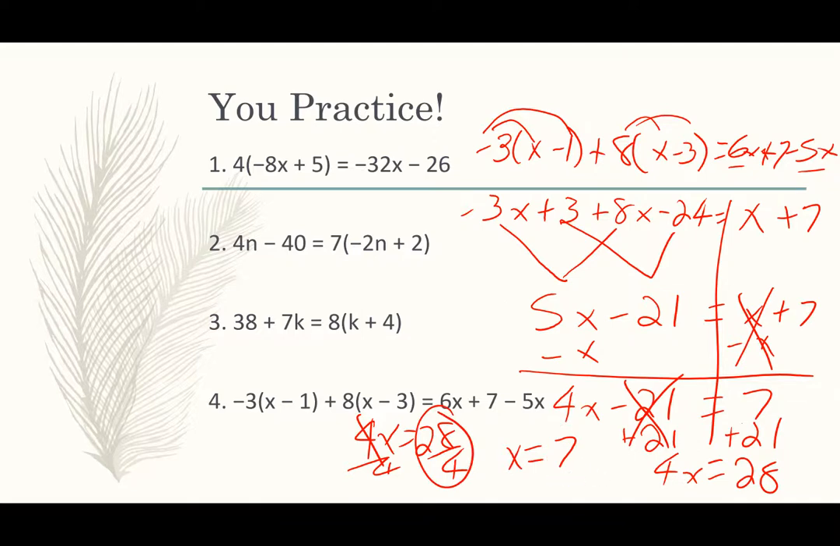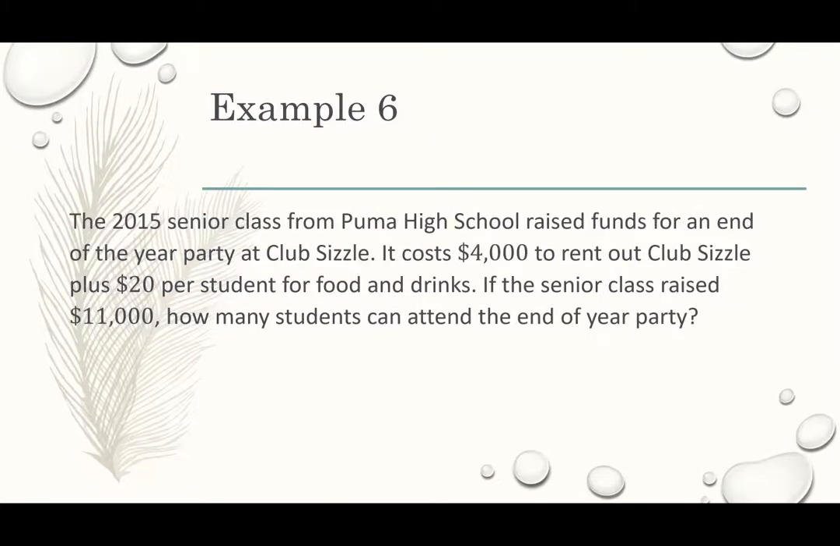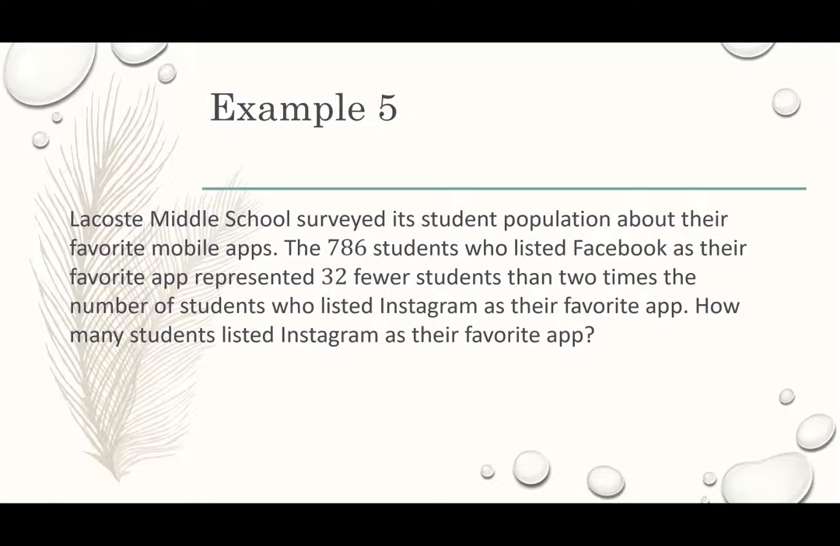All right, let's look at example 5 real quick, just so you have the information, then I'll end the video. So Lacoste Middle School surveyed its student population about their favorite mobile apps. 786 students listed Facebook as their favorite app, which represented 32 fewer students than 2 times the number of students who listed Instagram as their favorite app. How many students listed Instagram as their favorite app?